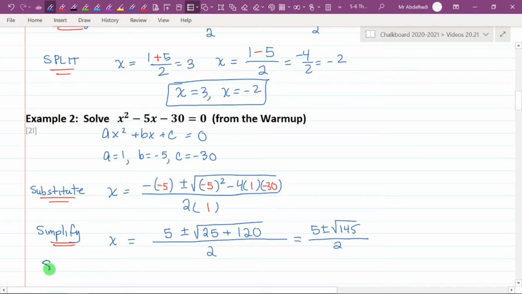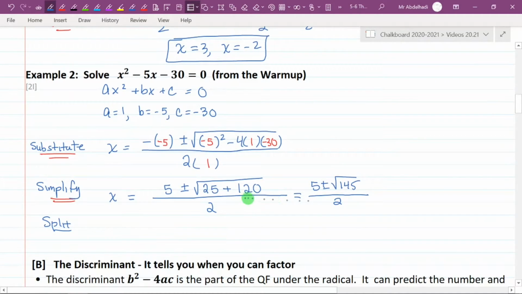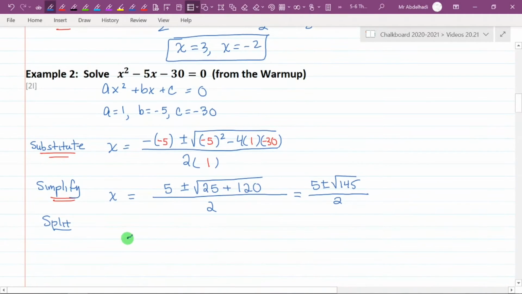Last part is to split. And the way you split is you take the plus and you take the minus and you separate them into two different answers. So one answer is going to be 5 plus the square root of 145 over 2.